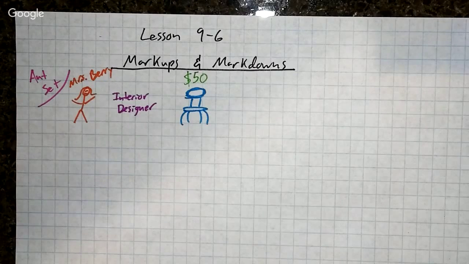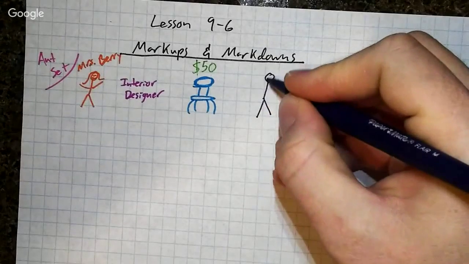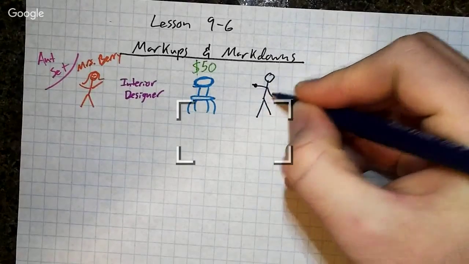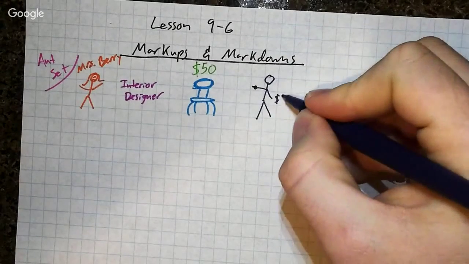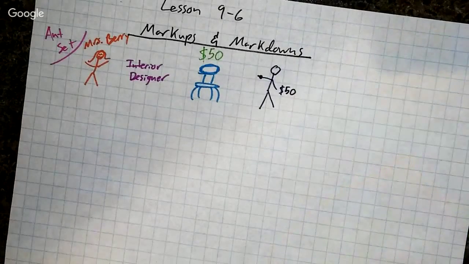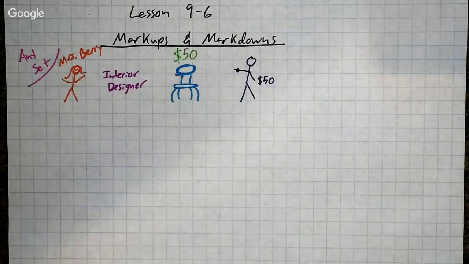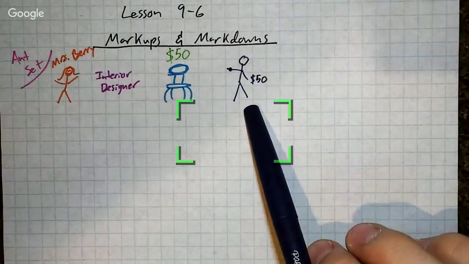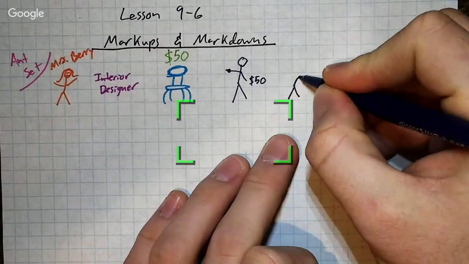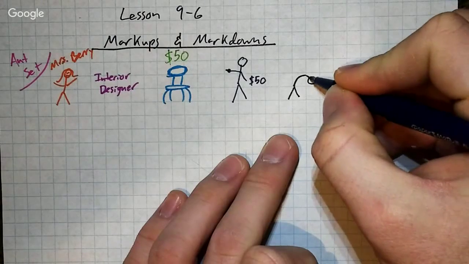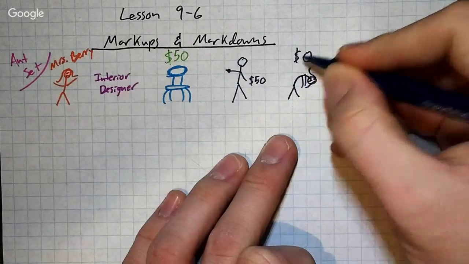And then let's say she has a customer come in and he goes, you know what? This chair looks pretty cool. I would like that chair, please. And Mrs. Berry goes, okay, that'll be $50. So if Mrs. Berry bought this chair from somewhere for $50 and then gave it to this guy who's looking to decorate his room for $50, what does that leave Mrs. Berry with? Well, Mrs. Berry sold it for $50, so now she's sad. And she now has $0.